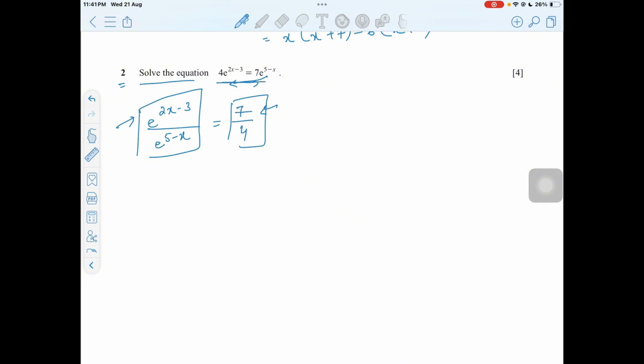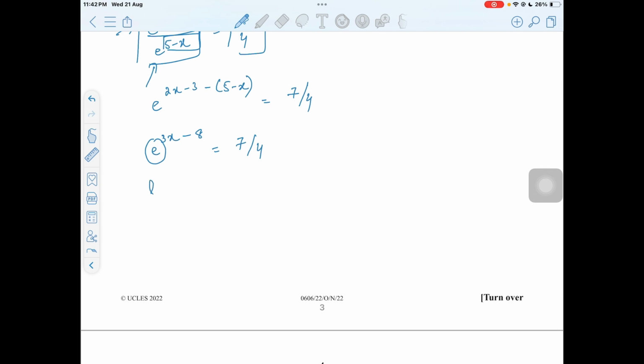So we can write this as e power 2x minus 3, and this power would be subtracted since it's in the denominator, so this would be something like this, right? Now if we solve this, we get 2x plus x would be 3x, I guess, and negative 3 and negative 5 would be negative 8. This would be 7 over 4. To remove this e, we have to take ln. So this would be ln e power 3x minus 8. This would be ln 7 over 4.